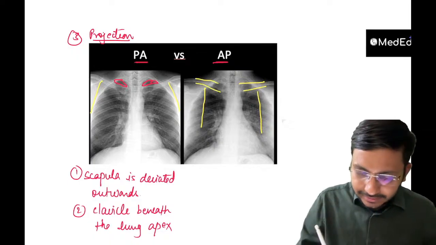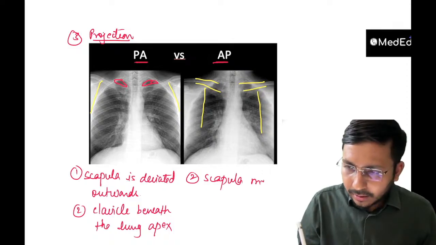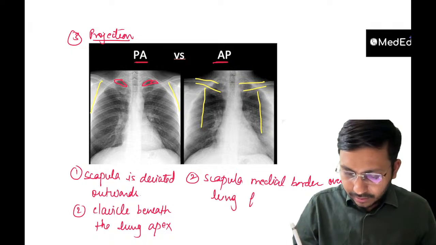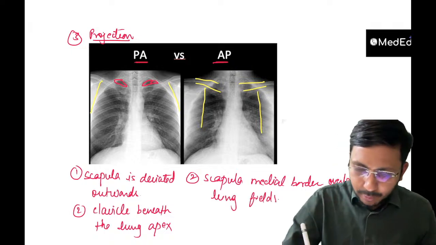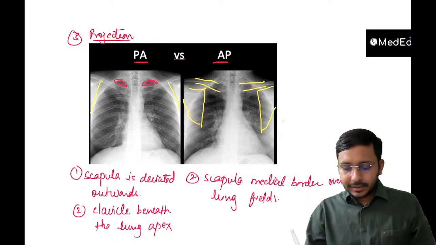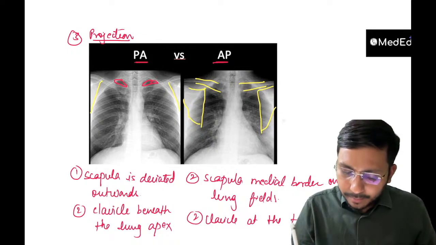So what are the differences in AP view? Scapula medial border overlaps lung fields. Okay, this is our scapula, this is overlapping the lung fields. And second, clavicle at the top of lung apex.